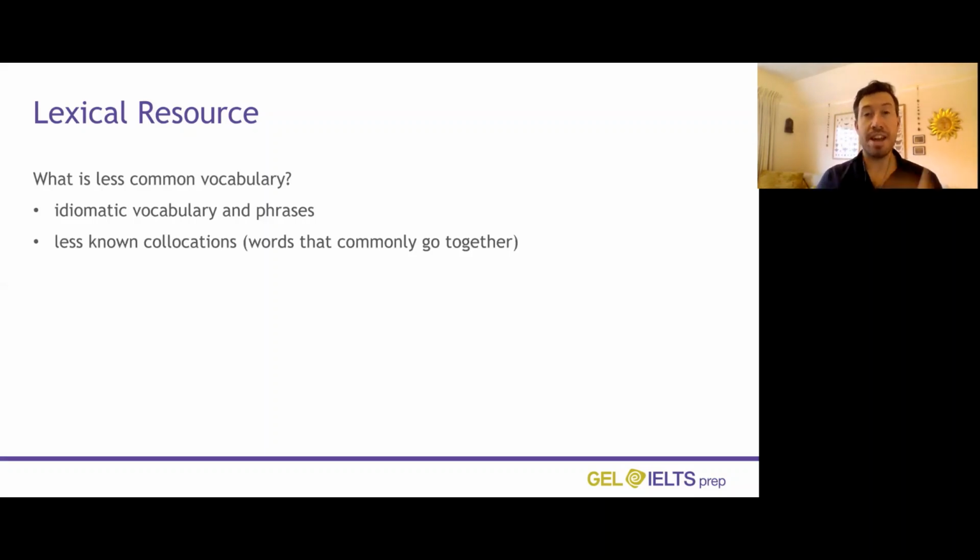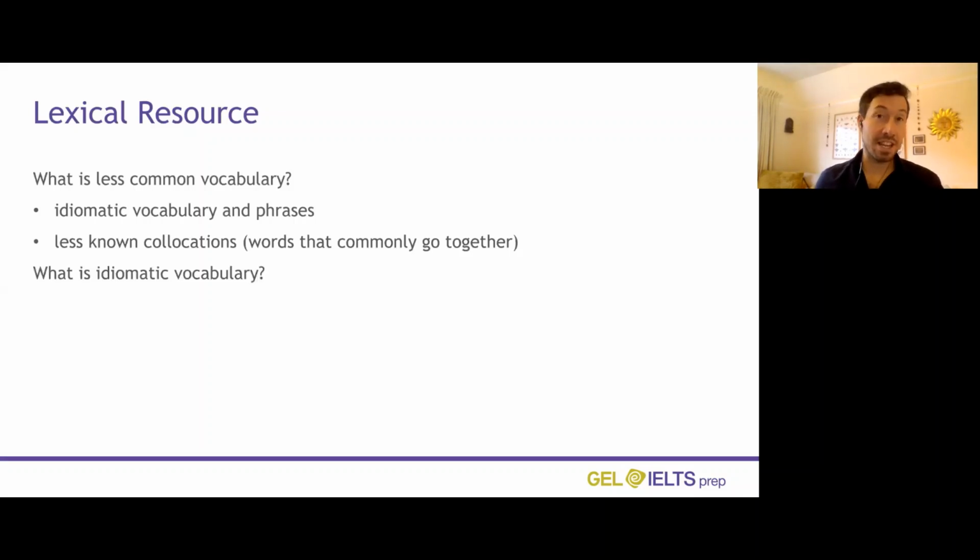For example, with the noun party, you could say have a party. But you could also say throw a party. And not many students know the collocation throw a party. That is a less common piece of vocabulary. So if in the exam you use throw a party instead of have a party, you would get higher marks for that because it's less common vocabulary.